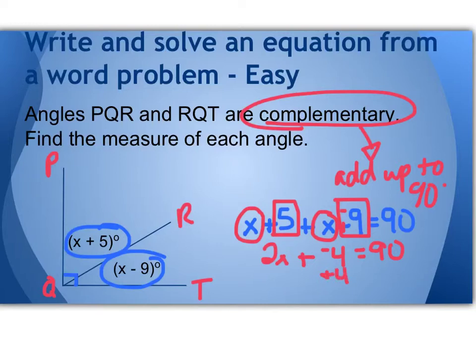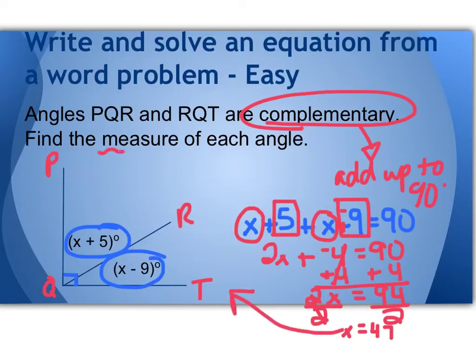I would add 4 to both sides. I'm left with 2x equals 94. And then I'm going to divide by 2. x is going to equal 47. 94 divided by 2 is 47. Am I done? Of course you're not done. Now you have to take the x and apply it because it wants to know the measure of each angle. It didn't ask you what x is. It asked you for the measure of each angle.